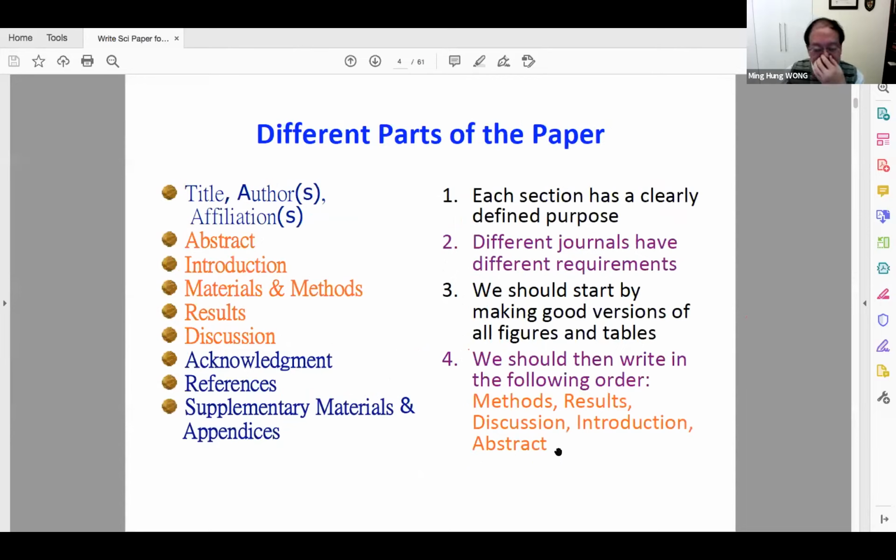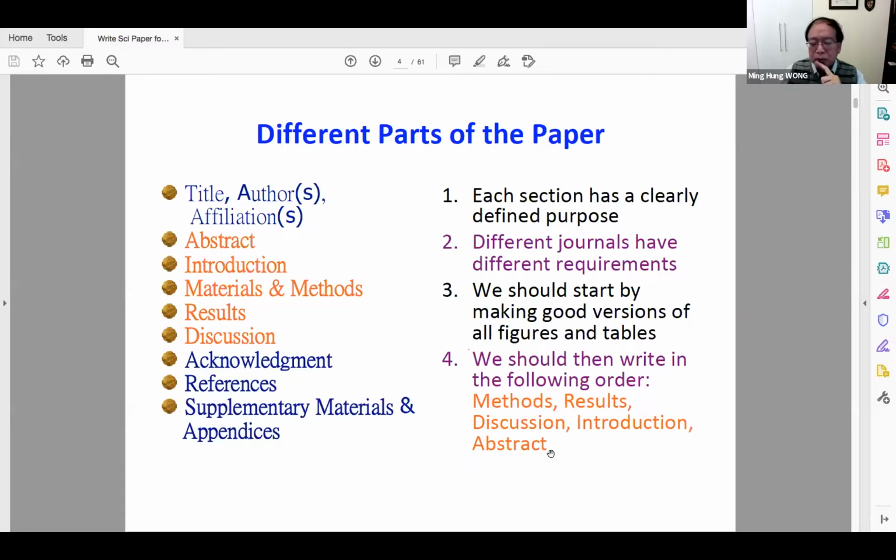So, different parts of the paper. Now, I'm sure you know about all the different parts. I'm not going to repeat them, but I would like to emphasize that each section would have a clearly defined purpose, and different journals have different requirements. So the best thing to do is to look at the website of the journal if you intend to submit your papers to.